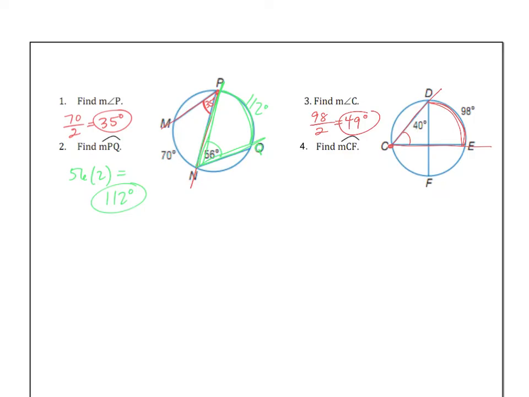Next, if you want to find the measure of arc CF, notice CF is down here. Can you find an angle that opens up to that arc? Yes, the 40 degree angle opens up to that arc. The angle is half of the arc, so working in reverse, we multiply by 2. It turns out to be 80 degrees for the measure of that arc.